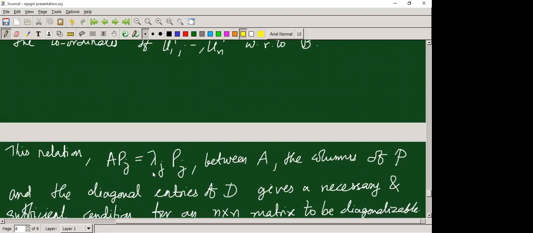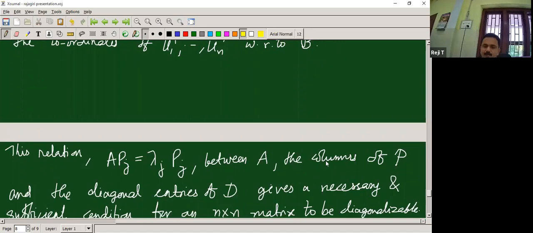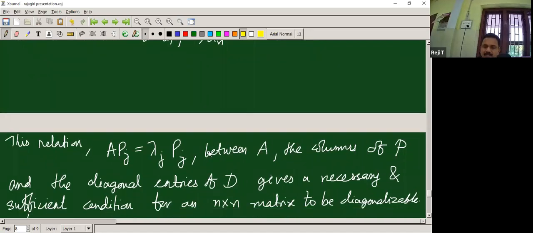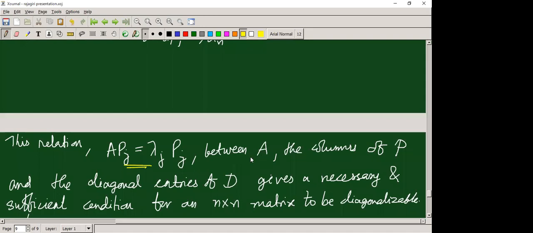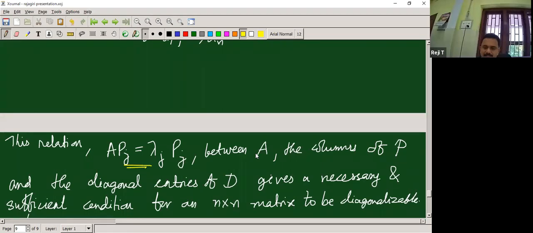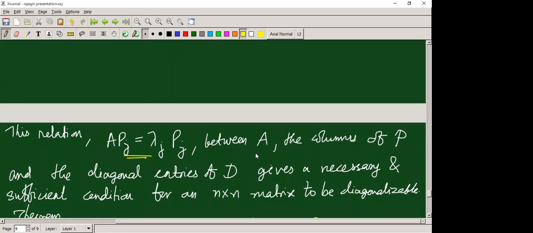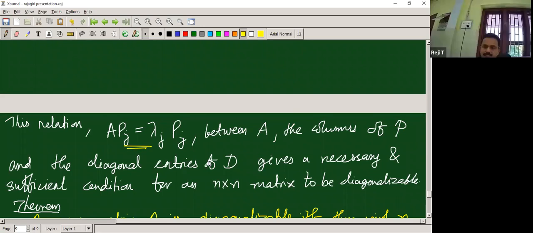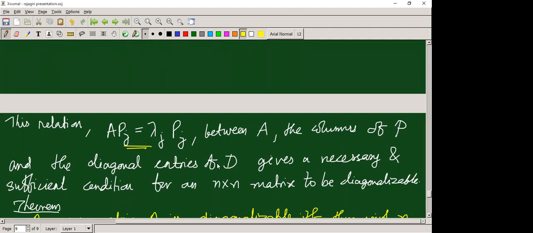So if there is a diagonal matrix which is similar to A, we obtain this relation A Pj is equal to lambda j Pj. And what is Pj? The jth column of the transition matrix from B to B dash. The relation A Pj equals lambda j Pj between A, the columns of P, and the diagonal entries of D gives a necessary and sufficient condition for an n by n matrix to be diagonalizable.